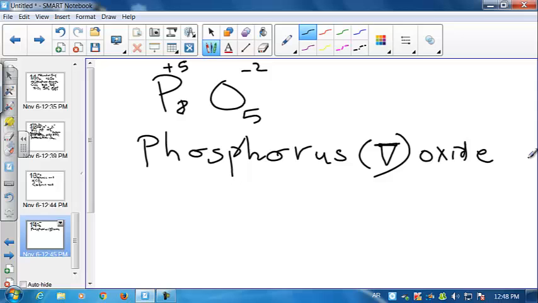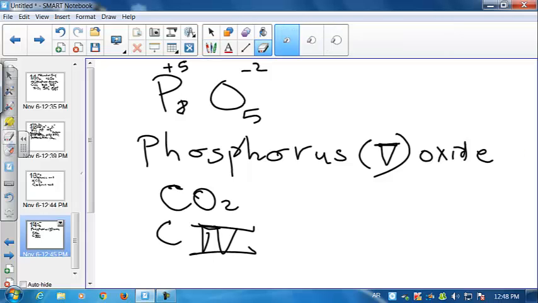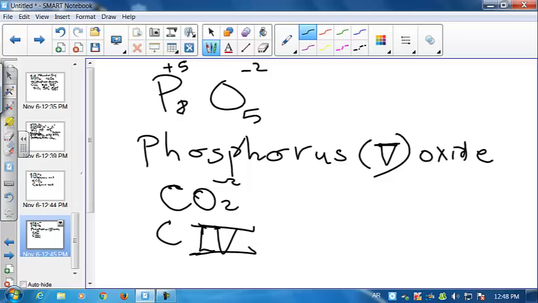When I say carbon dioxide in the stock system, what is the valency of the carbon here? Carbon 4. This is negative 2, and this is positive 4. So this is the valency of the carbon, carbon(IV) oxide.